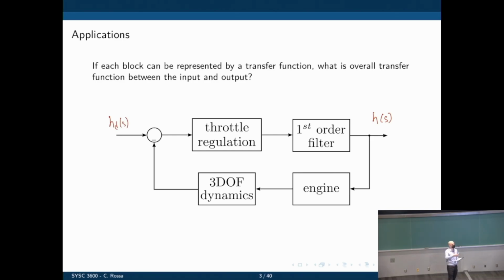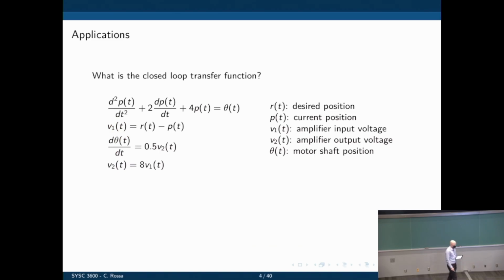And then it goes through the system of equations. For example, each of these blocks could be represented by a transfer function, and you can come up with these transfer functions independently and then establish the order they interact using a block diagram. Now the question is, what is the transfer function between the output and the input of the system? What is h of s divided by hd of s? And we can use the tools we're going to see today to answer that question.